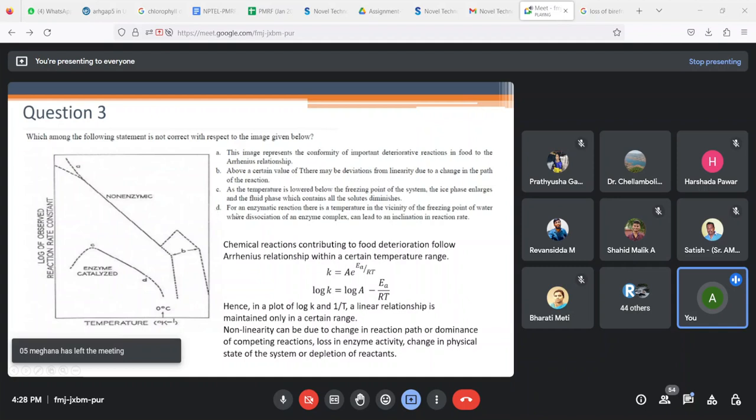But for the D option, for an enzymatic reaction, there is a temperature in the vicinity of the freezing point of water where dissociation of an enzyme complex can occur. If an enzyme and substrate complex that is formed breaks open, then there is no longer a reaction that can happen. At this low of a temperature, your enzyme is very, very sensitive to any small changes. So even if there is a small dissociation of the enzyme complex, the reaction rate will drop drastically. So this will not lead to an inclination in the reaction rate. It will lead to a declination in the reaction rate.